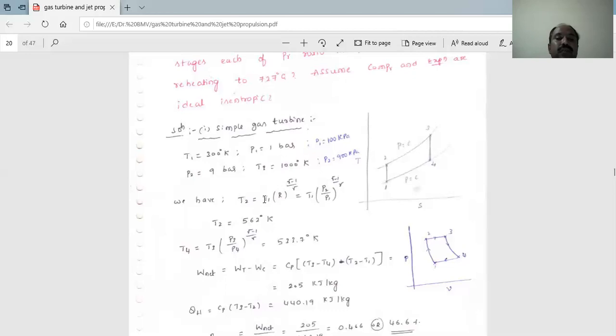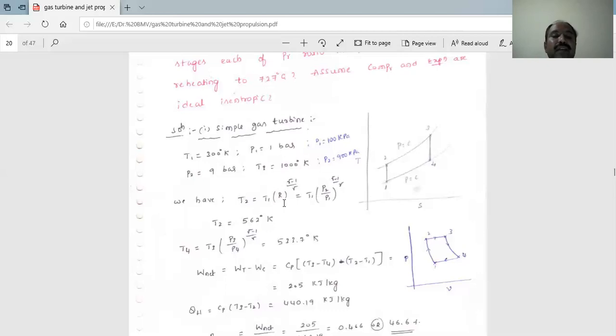Then T2 divided by T1. Go to process 1 to 2, the isentropic compression process. It becomes T2 divided by T1 is equal to P2 divided by P1 to the power of gamma minus 1 divided by gamma. It becomes T2 is equal to T1 into P2 divided by P1.